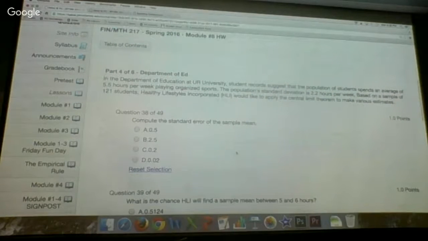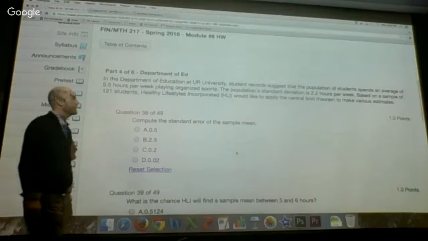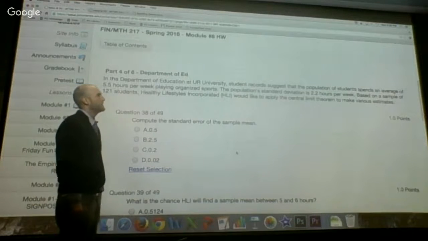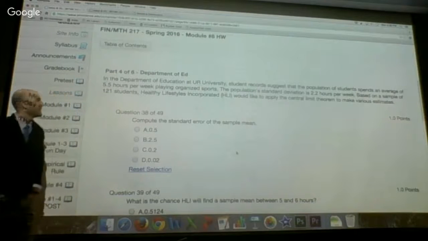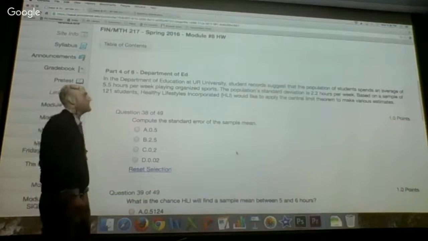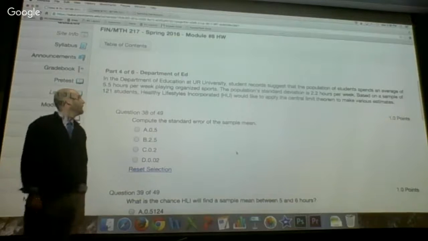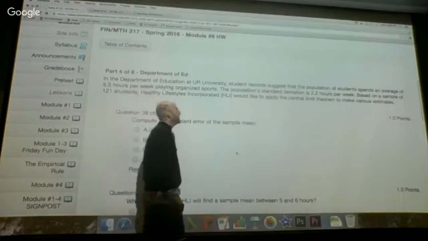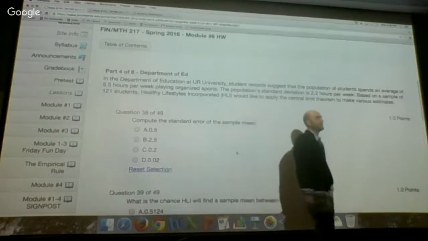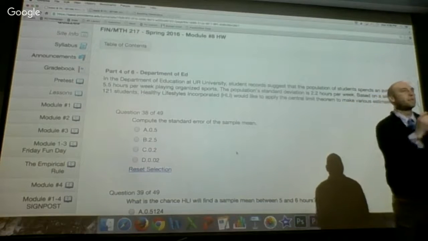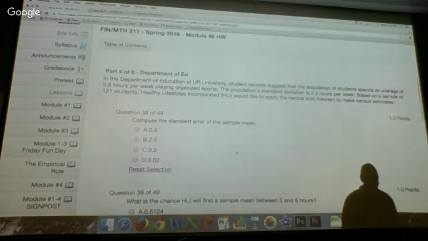Part 4. The Department of ED at your university: student records suggest that the population of students spends an average of 5 hours per week playing organized sports. The population standard deviation is 2.2 hours per week, based on a sample of 121 students. Healthy Lifestyles Incorporated, HLI, would like to apply the central limit theorem to make various estimates.